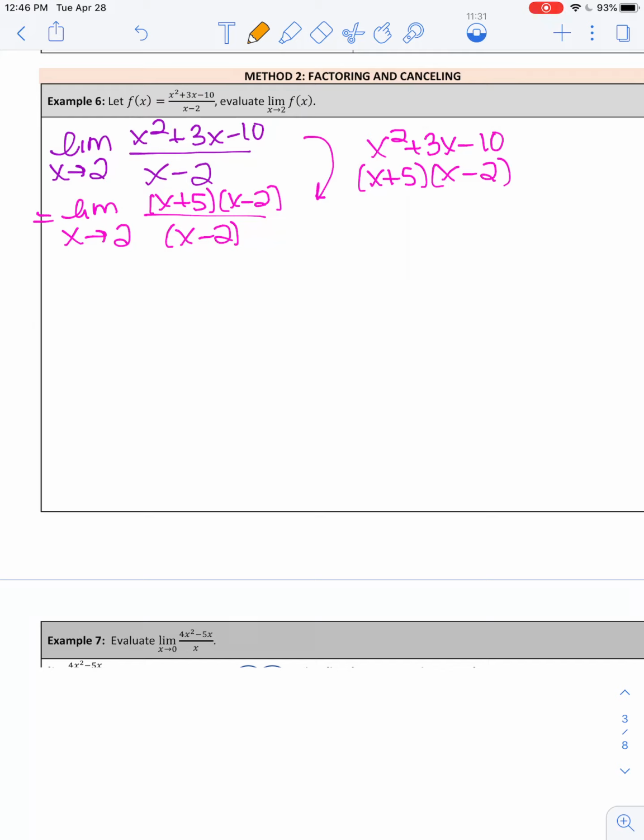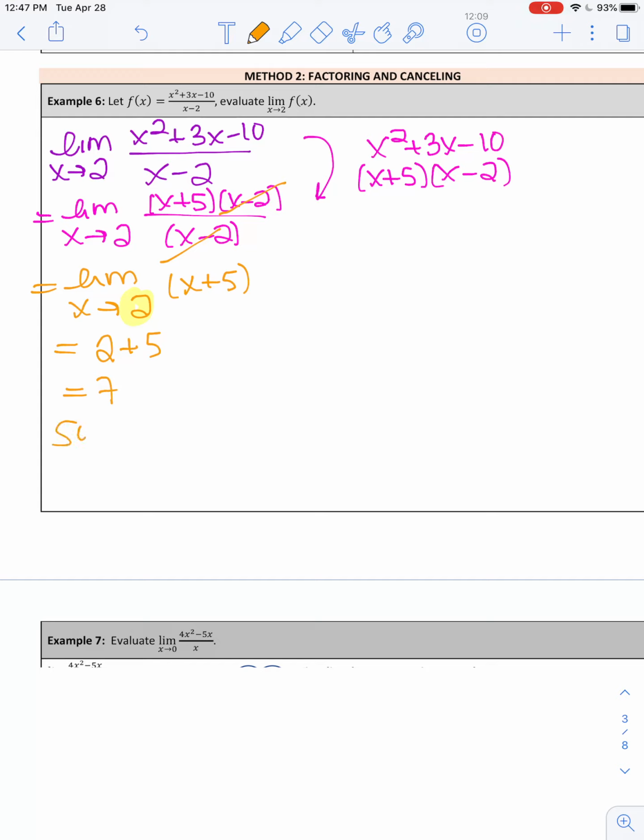And what you'll see is that there's a common factor in the denominator and numerator of x minus 2. So we can cancel those shared factors out and say that this is equivalent to the limit as x approaches 2 of x plus 5. Now we can go ahead and try direct substitution. So we'll grab that c value and plug it in anywhere we see x, just in that one spot. The limit as x approaches 2 of x plus 5 is 2 plus 5, or 7.